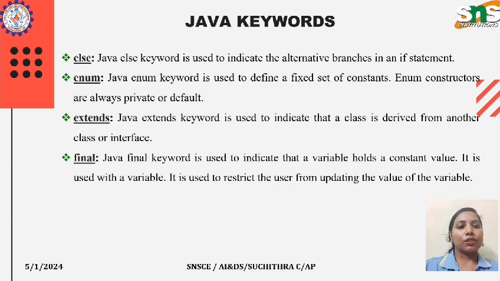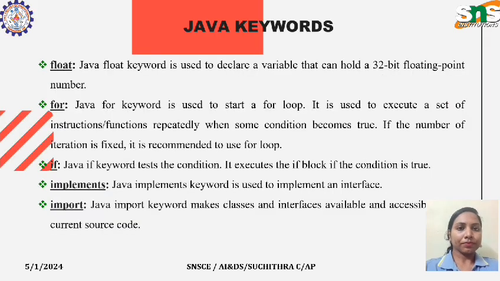Final. The final keyword is used to indicate that a variable holds a constant value. It is used with a variable. It is used to restrict the user from updating the value of the variable. Float. The float keyword is used to declare a variable that can hold 32-bit floating point numbers.